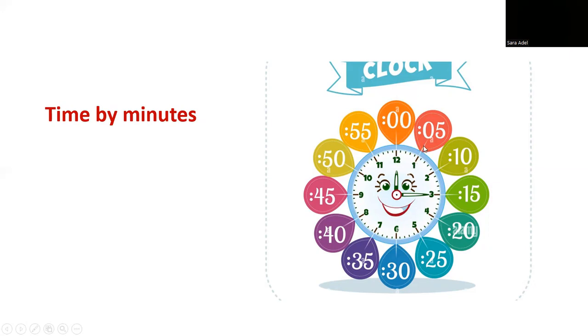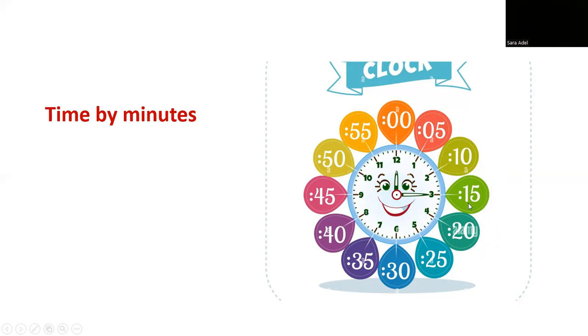Stand on 1, 5 minutes. 2, 10. 3, 15. 4, 20 minutes. 5, 25 minutes. 6, 30 minutes. 7, 35 minutes. 8, 40 minutes. 9, 45 minutes. 10, 50 minutes. 11, 55 minutes. 12, it will be 60, then it will be 0 minutes. Okay? Every time, increase by 5.